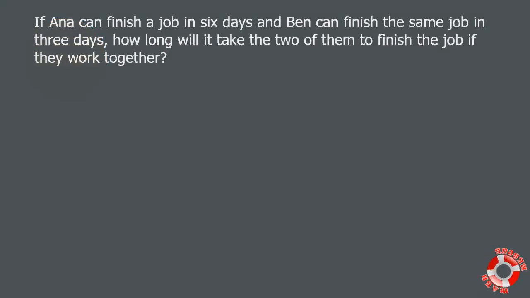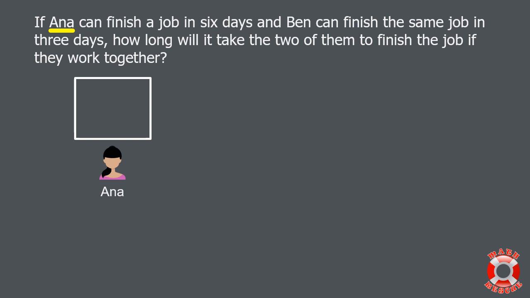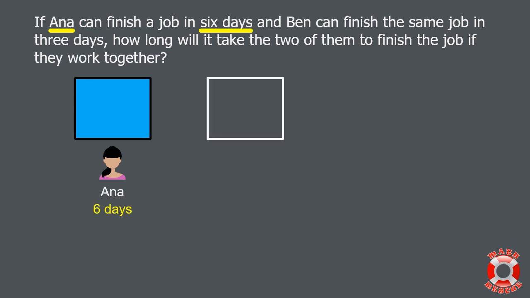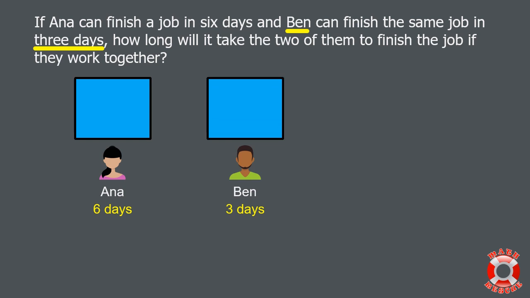Going back to the original problem, we are asked to find the time it takes for two persons, Anna and Ben, working together to finish a job. Although it was not specified what kind of job they are required to finish, it would be helpful in visualizing the problem if we assume that they are, for example, tasked to paint a wall. Anna can paint the wall in 6 days, and Ben can finish painting the same wall in 3 days.